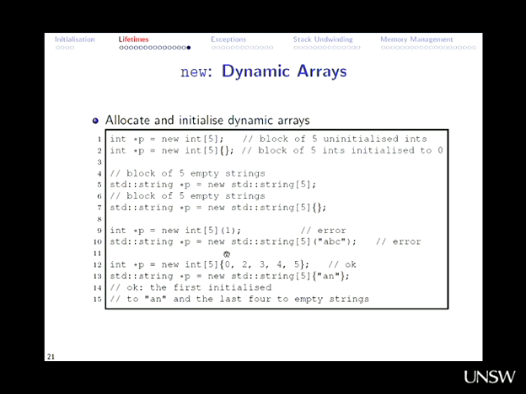If I do some list initialization, new int 5, 0, 2, 3, 4, 5 like that, that's okay. That's going to put 0 in the first position, 2 in the second position, then 3, 4, 5, and so on. In the case of the string array, if I put an inside here, the first string gets initialized with the value an. The other 4 are empty.